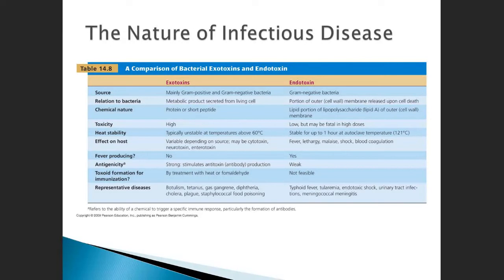So we talked about exotoxins first, right? You can see mainly gram-positive, gram-negative bacteria. They're metabolic products that are secreted from a cell. They're protein or short peptide. Most of them are protein by nature. They have high toxicity. A little bit is enough. 1 gram of botulinum toxin could kill hundreds of thousands of people. That's how strong this stuff is, right?